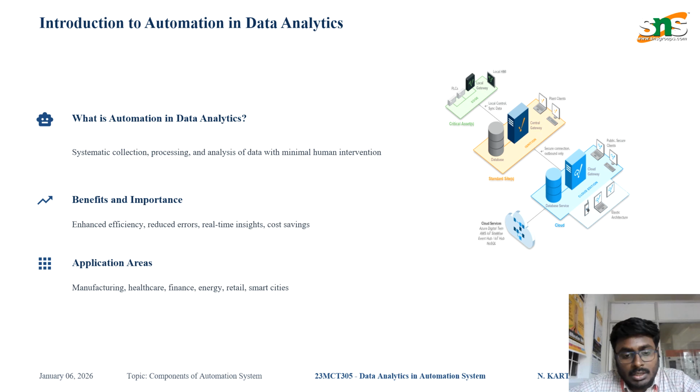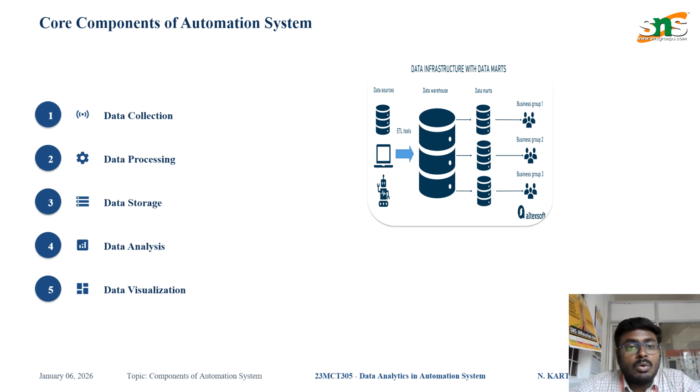So why is this important? The benefits are huge: enhanced efficiency, reduced errors, real-time insights, and significant cost savings. You will see these applications in many areas, like manufacturing with predictive maintenance, healthcare with patient monitoring, finance through cybersecurity and fraud detection, and energy management, retail, and even smart cities. Automation is transforming how industries operate.